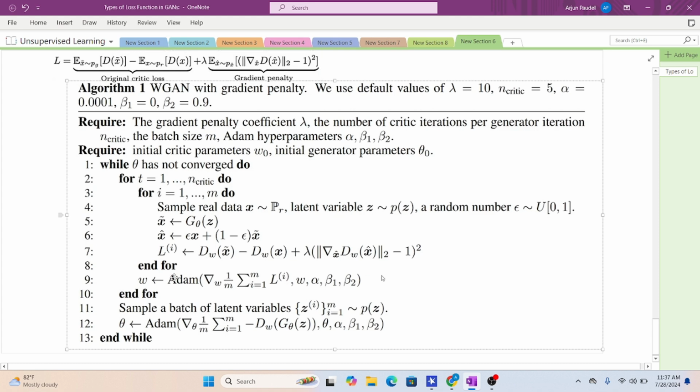After running this inner loop 5 times and updating the discriminator weights, we sample some images, compute the gradients, apply the Adam optimizer, and update the weights of the generator. We again run this loop until theta has converged. If theta has converged, we end this part and our generator is ready for generation.